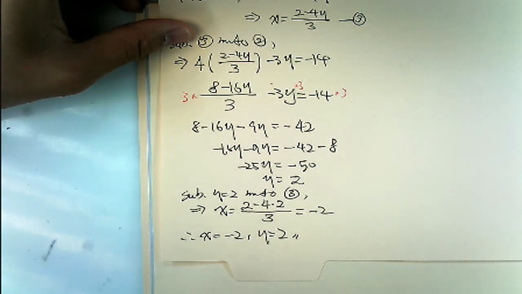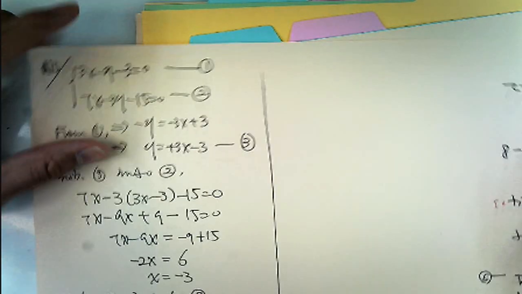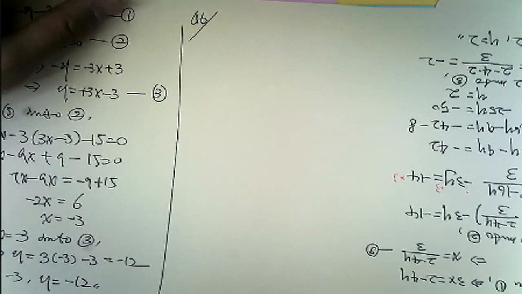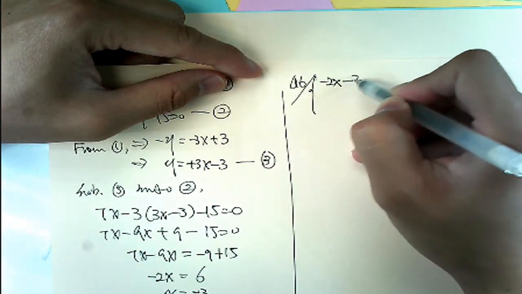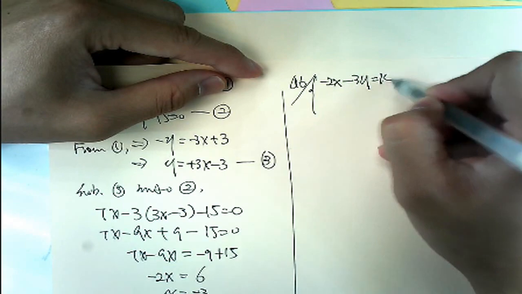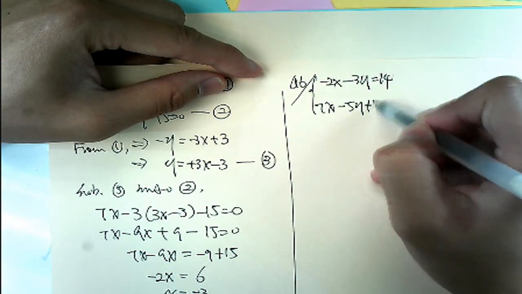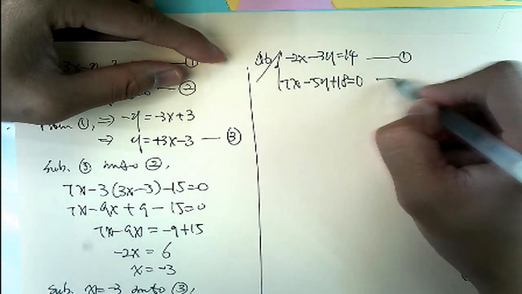Okay? So this is number 2. I'll keep doing. Let's go to number 6. Copy. This would be minus 2x minus 3y equal to 14, and then 7x minus 5y plus 18 equal to 0. Give names.